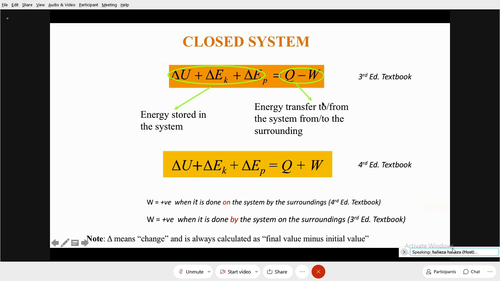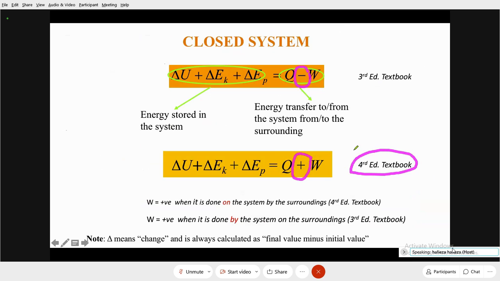I understand that some of you use the 3rd edition textbook, the version from the internet. Please remember that we're going to use this equation from the 4th edition. The equation is going to be slightly different because of the sign. If you're using the 3rd edition, it is negative. We're going to use the 4th edition, so it's going to be positive.